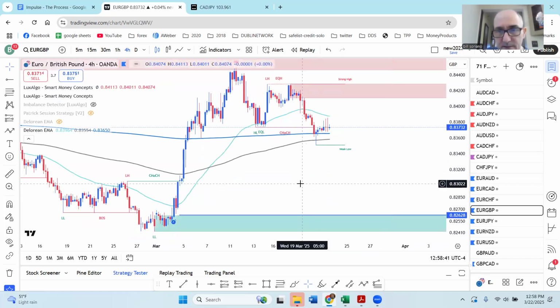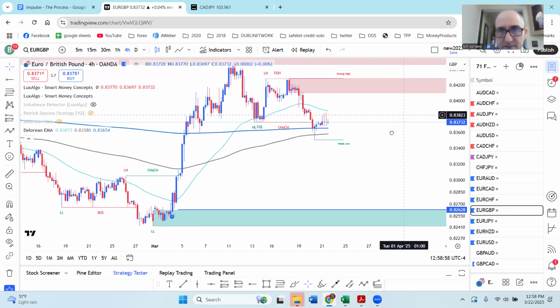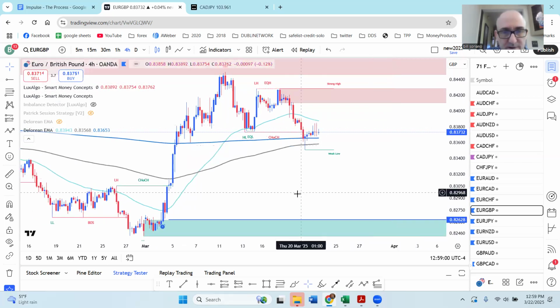EURGBP. Okay, now this one, price is currently above the 800 and the 50 is above the 200. So again, we're waiting for price to come down to here. We're going to ignore this order block area up here because we're not looking to sell this. We're looking to buy it.